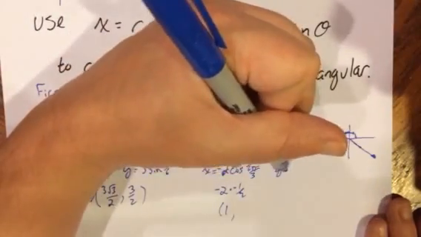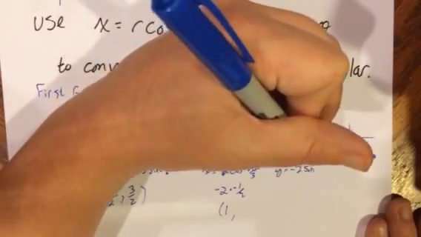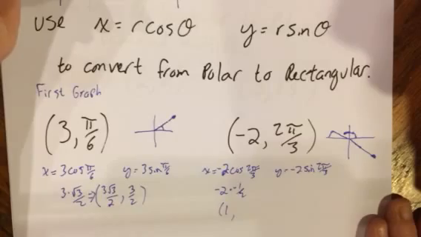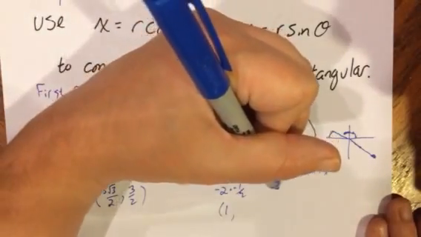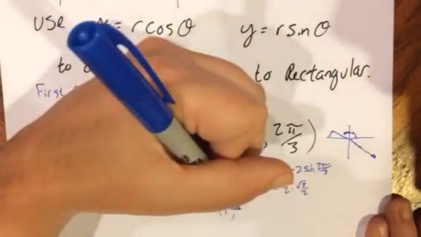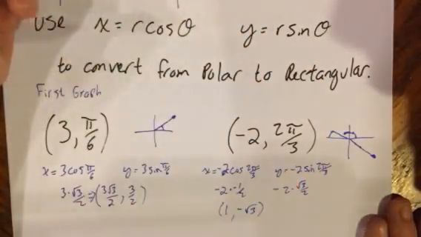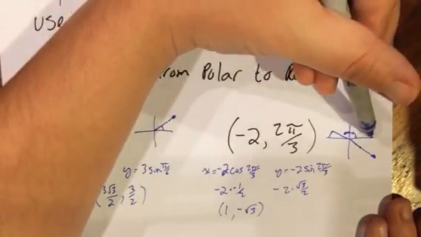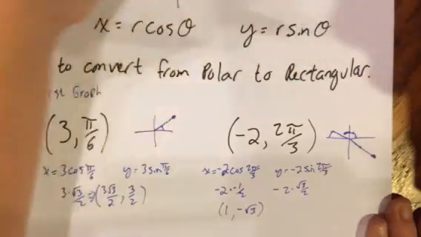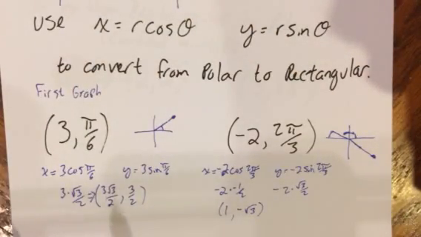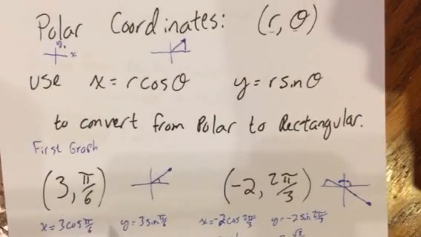My y would be -2 sine of 2 pi over 3. So sine of pi over 3 is square root of 3 over 2. In the second quadrant, sine is still positive, so -2 times square root of 3 over 2. So negative square root of 3. Now let's look at this. If I graph this, that would be a +1 and down square root of 3. So yes, should lie in that fourth quadrant. So I can use these two formulas to convert from polar to rectangular.